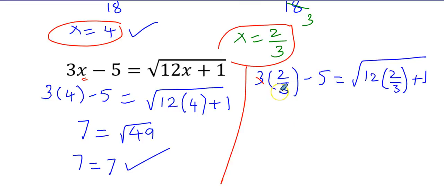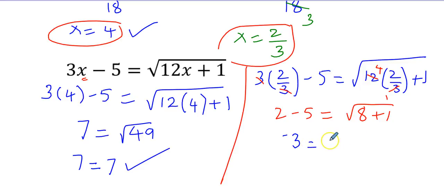This easily, 3 and 3 cancel, so we're left with 2 minus 5. Or you can think 3 times 2 is 6, 6 divided by 3 is 2. In the same way here, 24 divided by 3 is 8, or you can say 3 cancels 3 one time, that is 4, and 4 times 2 is 8. 8 plus 1, and this is the square root. Now what is 2 minus 5? From 5 take away 2, that is 3, and the bigger number is negative, so it is negative 3. And this is the square root of 9. So negative 3 is equal to the square root of 9, which is 3.